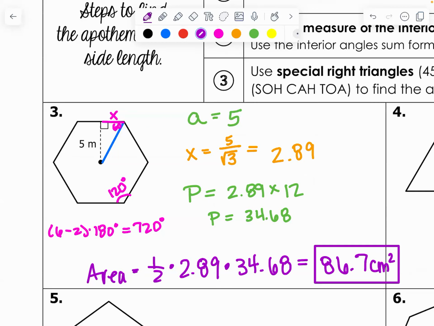Wait, 2.89. No, shoot. What's the apothem, people? 5. I'm so sorry. I looked at the wrong number. Some of you wrote it down right. I was writing it down, but then I was confused why they were doing them.